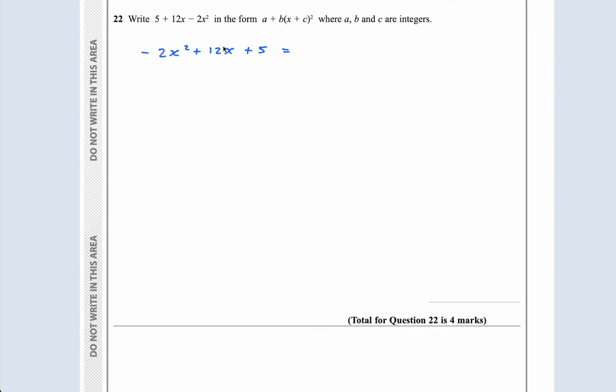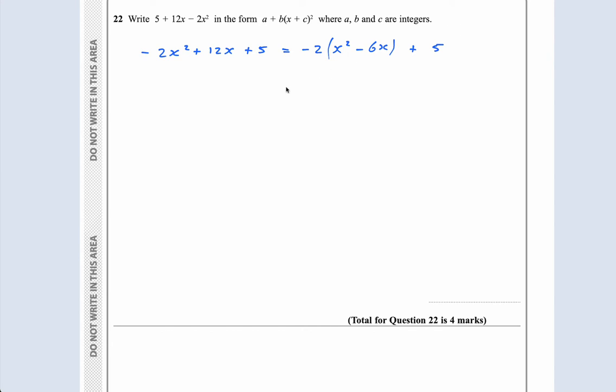Okay, then just with the two x terms, I need to take out this negative 2, because I want an x squared here. Now, if I take out a negative 2, I need to divide this by negative 2, which is minus 6x. Now, just make sure that this works out. Minus 2 times x squared is minus 2x squared. Minus 2 times minus 6x is plus 12x. So this is this. But obviously I have a plus 5 at the end, so I need to just put the plus 5. Leave that plus 5 where it is. That's absolutely fine.